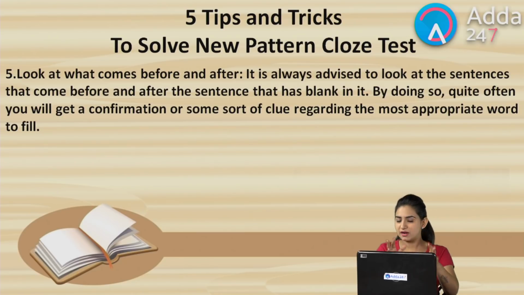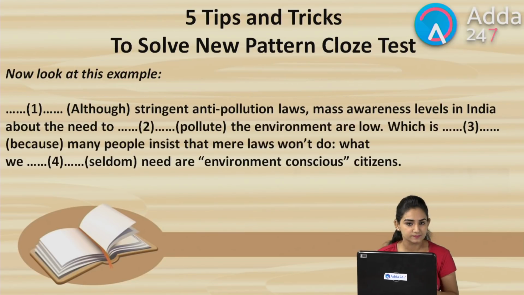Let's move on to the paragraph and see how we can solve it. So here is a paragraph for you. Look at this example. Although stringent anti-pollution laws, mass awareness levels in India about the need of dash the environment are low, which is dash because many people insist that mere laws won't do. What we seldom need are environment conscious citizens. So this is something related to pollution and how it affects the environment.